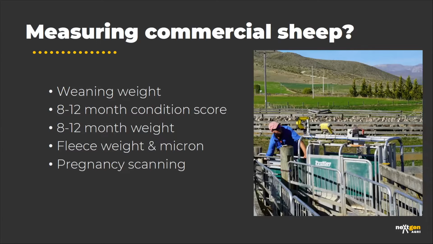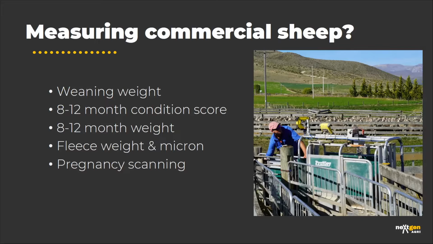In terms of what I think about when measuring commercial sheep, obviously commercial farmers aren't stud people. They don't have to measure everything, but there are a few key things I think are useful to measure, and this will depend on whether you're a merino producer, a composite producer or a first cross ewe breeder. But weaning weight's obviously a critical one, one of the measures of success.